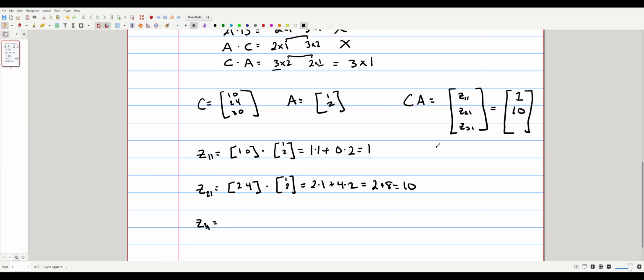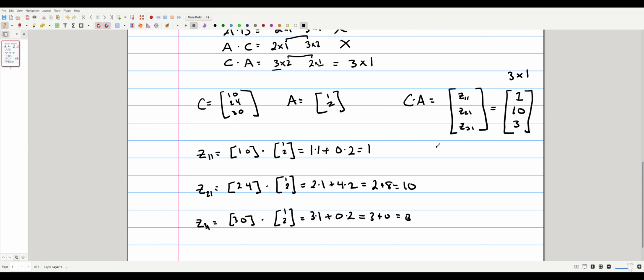And so what does Z31 look like? The third row from the matrix on the left, which is 3, 0, and the first column from the matrix on the right, which is just going to be the same column we've taken for all the other ones. So we have 3 times 1, because it's the first entry in row 1 times the first entry in column 1, plus the second entry in row 1 times the second entry in column 1. So we get 3 plus 0, which is just 3. And so the product of C and A is the 3 by 1 matrix 1, 10, 3.